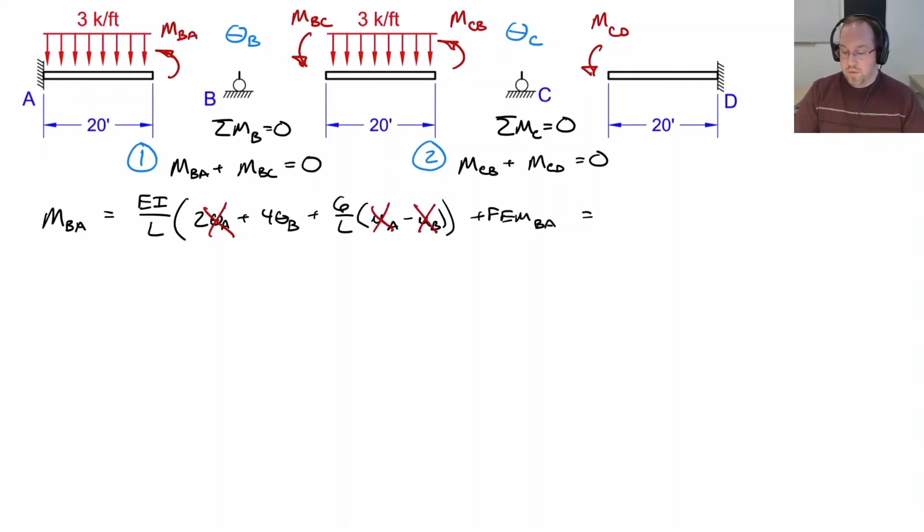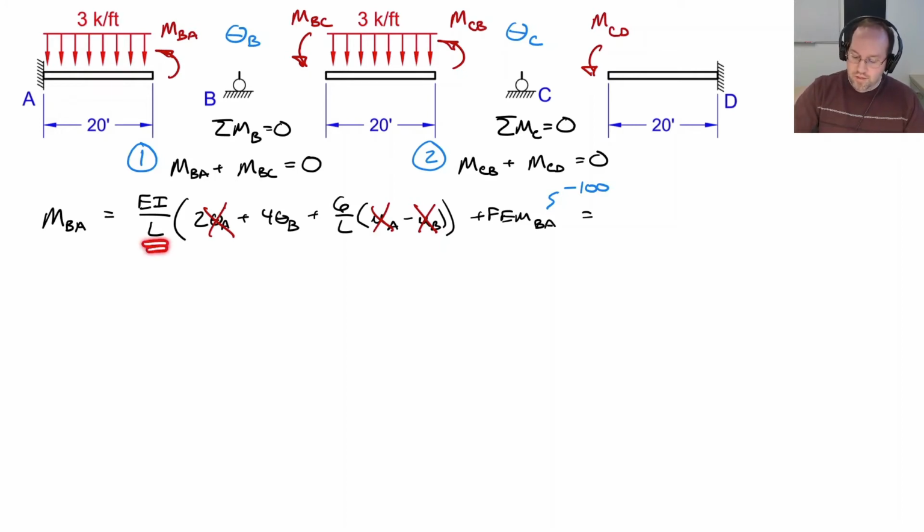The fixed end moment for a distributed load at this far end is a negative 1/12 WL squared. The reason it's negative is because that moment is acting clockwise, but MBA here is acting counterclockwise. So if I substitute that in, I have 1/12 times 3 for W, times 20 squared for the length, and this is equal to negative 100 kip feet.